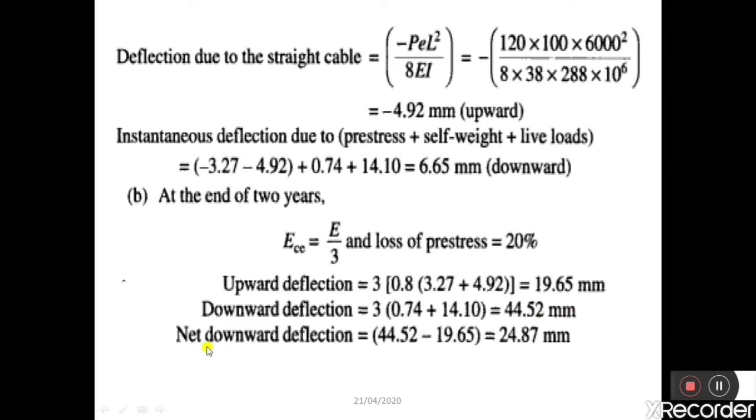Then net downward deflection or net deflection equals 44.52 minus 19.65. I am writing minus here because it is an upward deflection. It is upward deflection, hence I am considering it as minus. So total deflection or net deflection is equal to plus 24.87 millimeter. So plus 24.87 millimeter means the deflection is in downward direction.